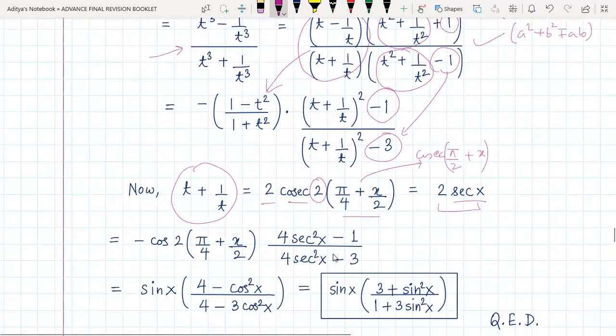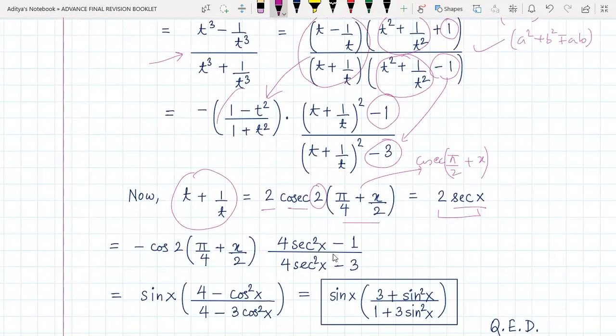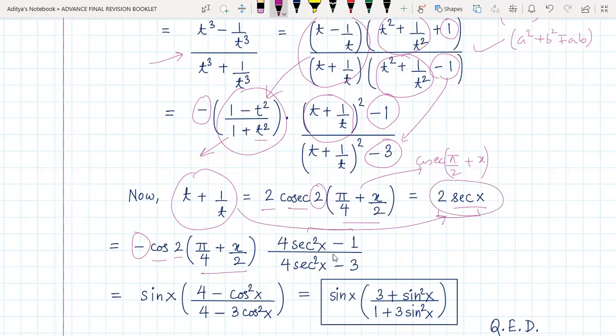Now what we have done is, and this of course will become 1 minus tan square upon 1 plus tan square will become cosine of twice of the angle. So this negative is here, and it becomes cos of twice of the quantity inside of tan, and this quantity has become this. How? Basically I have just put t plus 1 by t as 2 secant x. So its square would obviously be 4 secant square x.